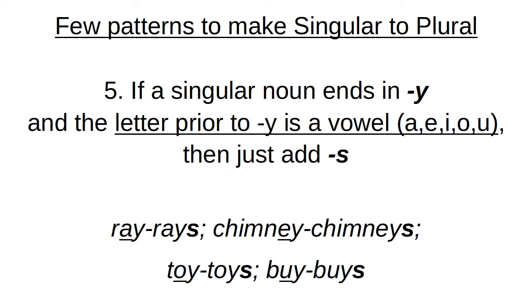However, if the singular noun ends in Y and the letter prior to Y is a vowel, then we just add S. Vowels are A, E, I, O, U. For example, chimney. Here the letter prior to Y is E. E is a vowel. So we do not replace the Y with IES. We just add an S. So we write chimneys. Similarly, toy, toys, ray, rays, bye, byes. Clear? Okay.